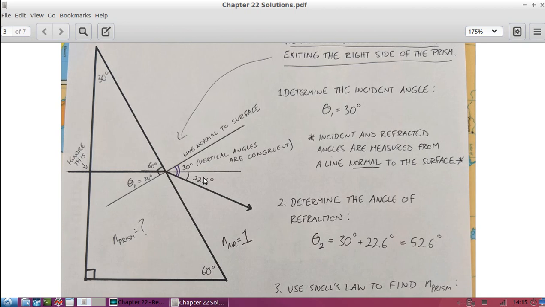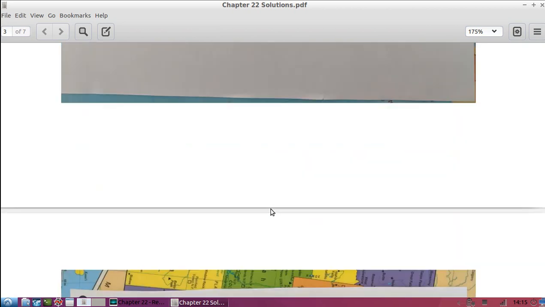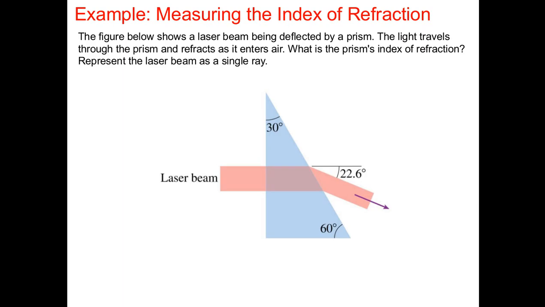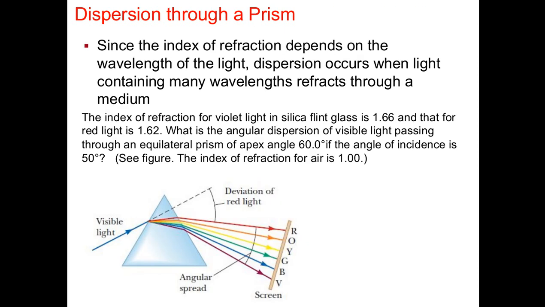So a lot of math, a lot of geometry and trig. Just take your time. Try to make diagrams as best you can. That'll help you identify all the angles that you're trying to deal with. Okay, so I think I've got time to maybe do the first half of this problem, because we're talking about angular dispersion through a prism.